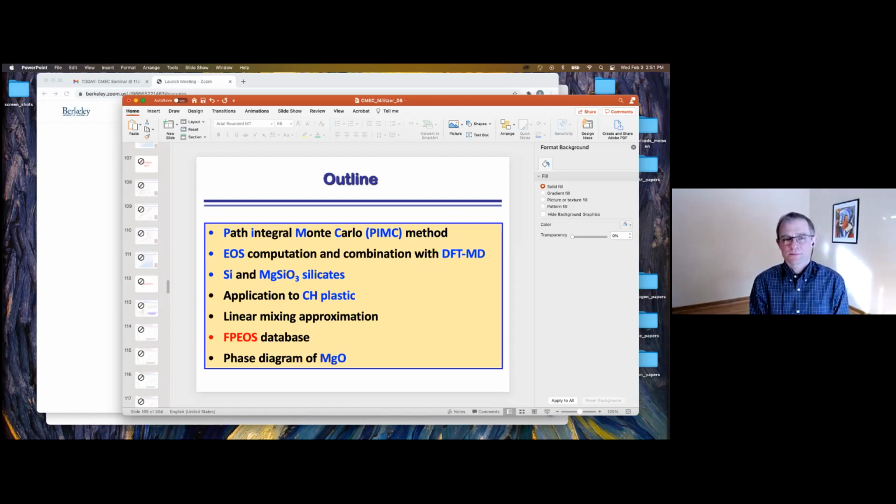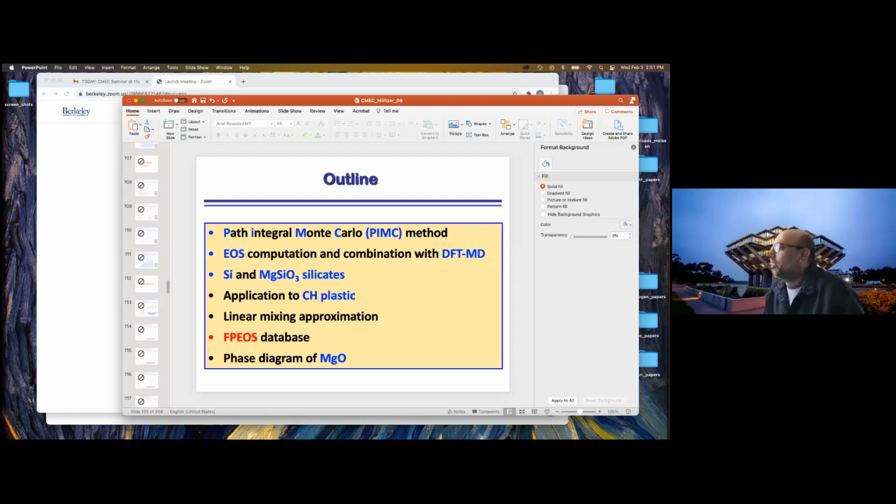Okay, great. Let's move on to the next question. Would the best experimental test of these models be at maximum density plus minimum temperature?